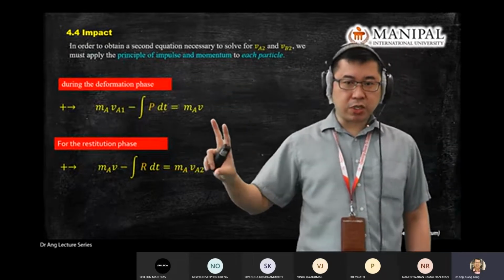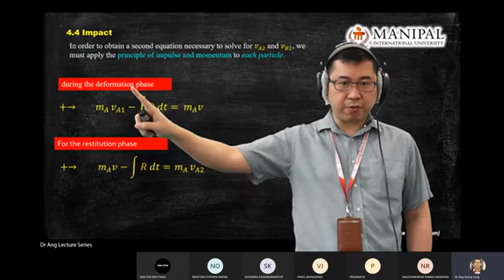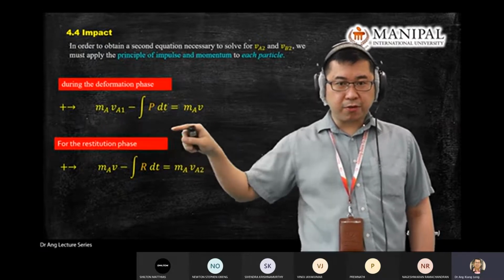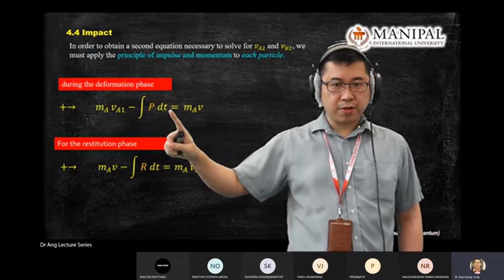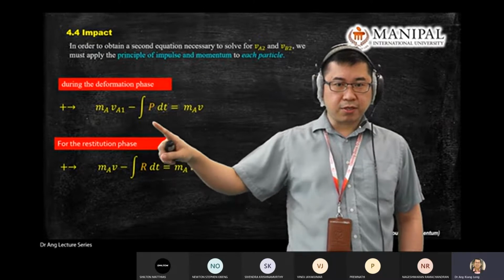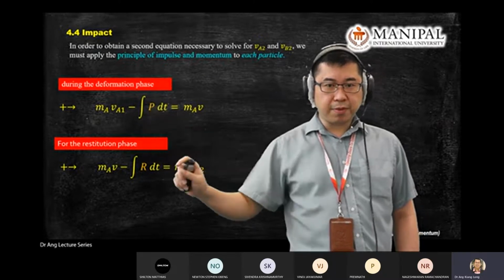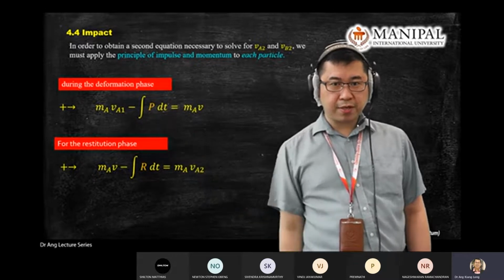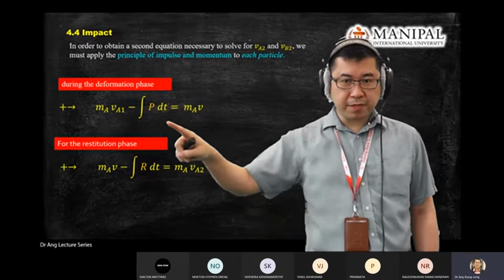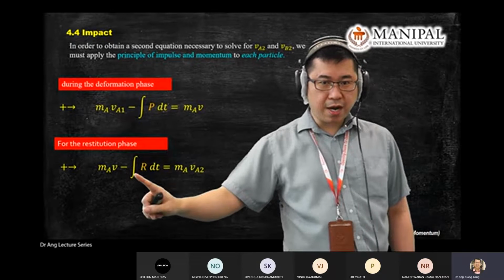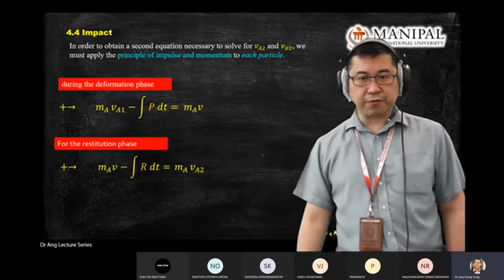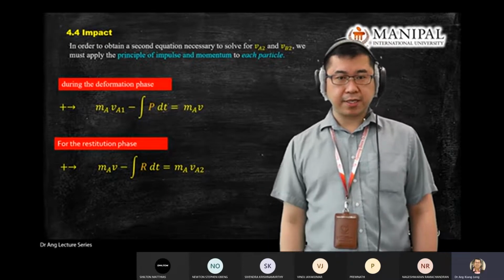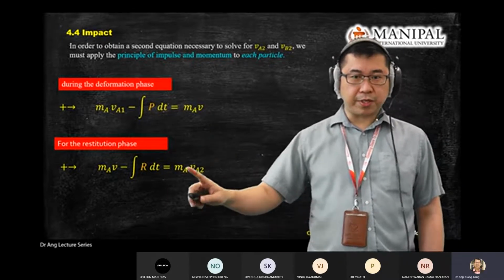So I copied these two equations. One is for deformation, before maximum deformation. This is before, this is after. So before maximum deformation is this equation. We use P. After maximum deformation, we use R to represent the restitution phase. So basically, if you compare side by side, you have these two equations.